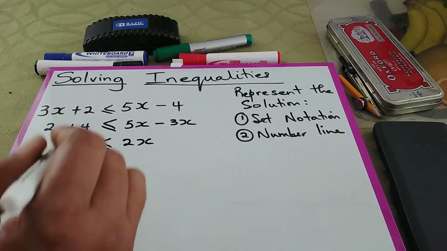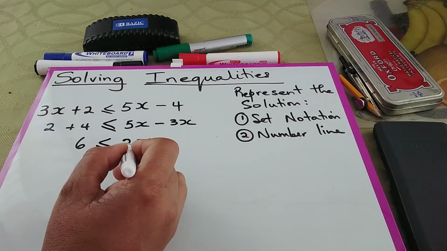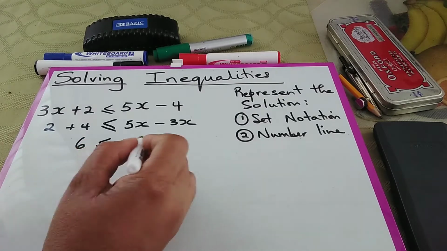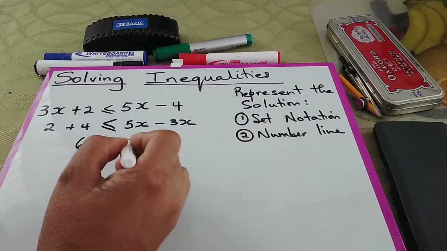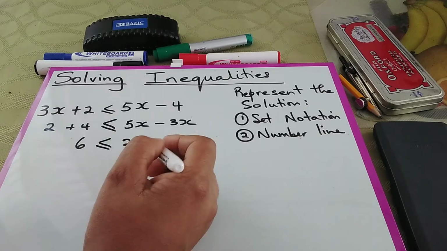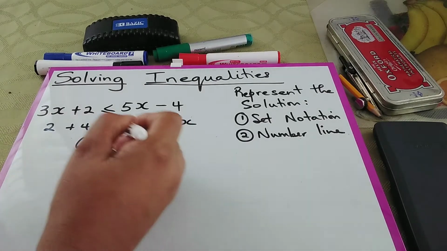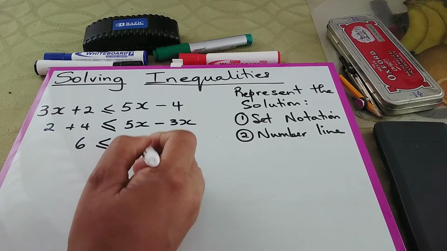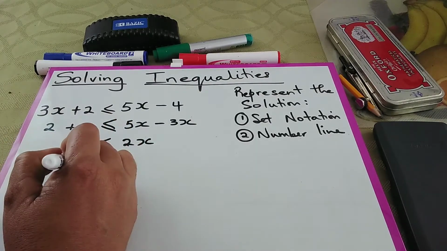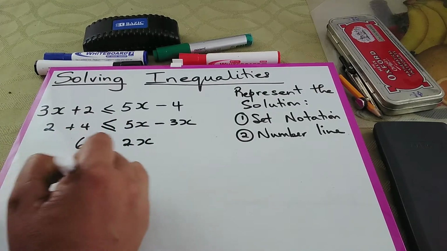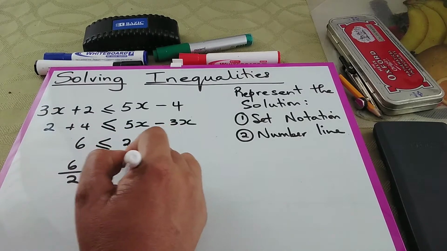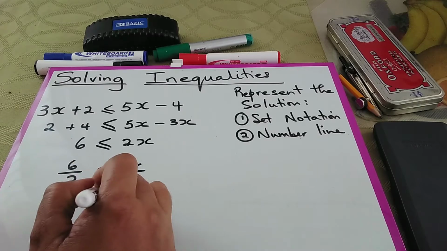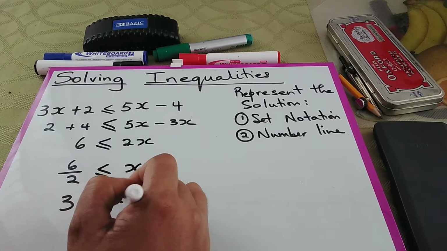So we have to get rid of the 2, which is being multiplied by the x, because in the previous videos we did questions like this. So we divide both sides by 2, or we just say we carry the 2 over, and the opposite operation is to divide, because it's being multiplied here. So we'll have 6 divided by 2 less than or equal to x. So therefore, 3 is less than or equal to x.